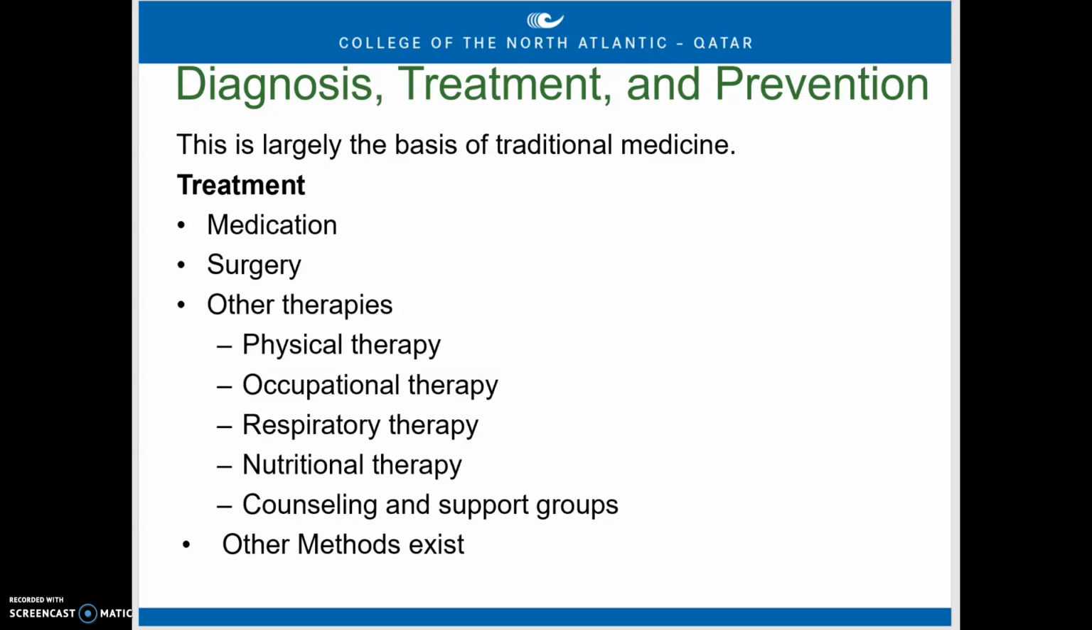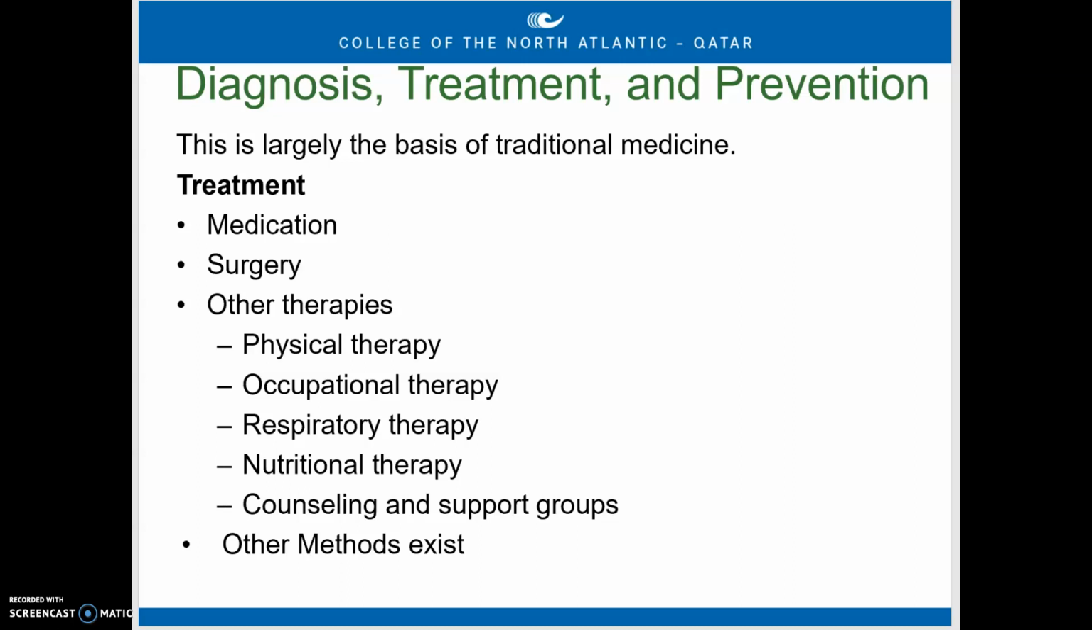Once a disease is diagnosed, it's identified, then we switch to treatments. And basically, we fall on traditional medicine when we're thinking about treatment. So we first will start off with drugs and medication, and we can go to stuff like surgeries. We can also have other therapies like physical therapy, occupational, respiratory, and nutritional therapy. We also offer counseling and support groups. This can help people with dealing with the mental side of diseases.